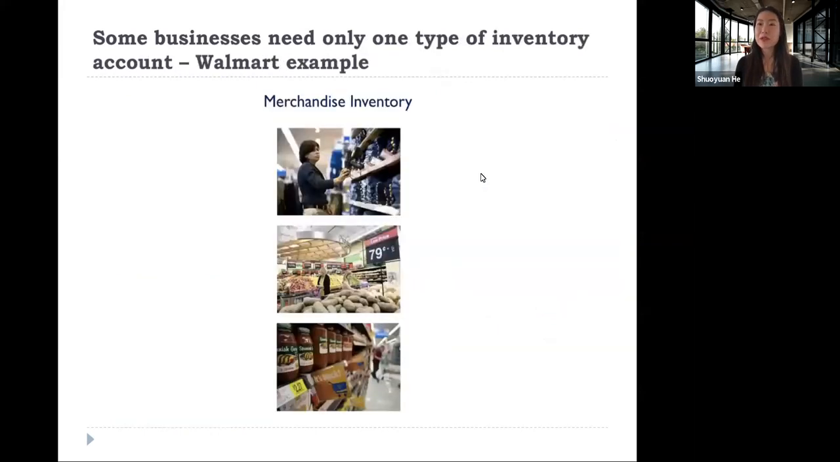However, some other types of business can be different. For example, Walmart. Walmart only needs one type of inventory account, which is merchandise inventory. Because Walmart is not manufacturing goods, it doesn't have raw material or working process. It only has one good, which is merchandise inventory. And the business of Walmart is just to purchase those inventories and to resell them. So this is a different kind of business, and for this kind of business, we only need one inventory account.